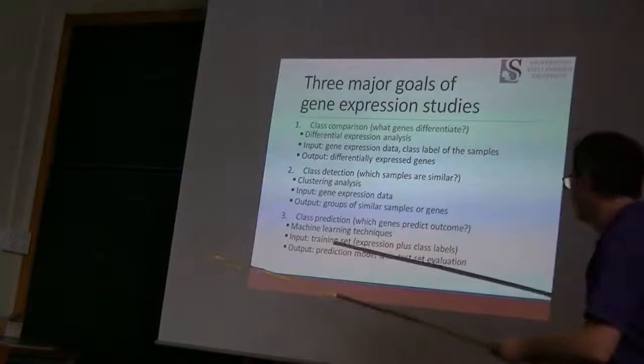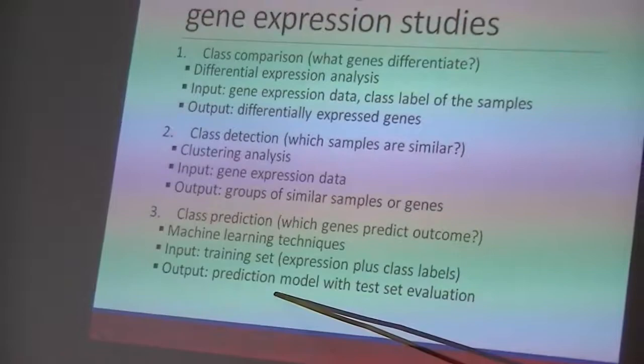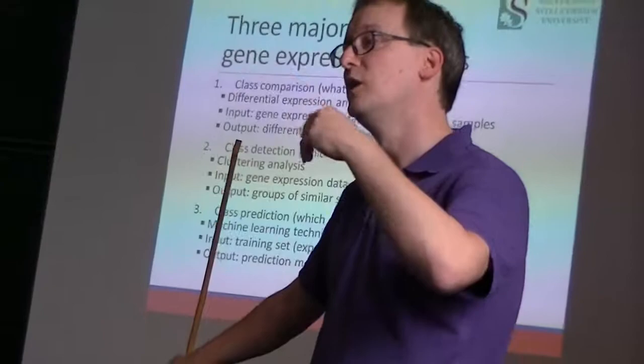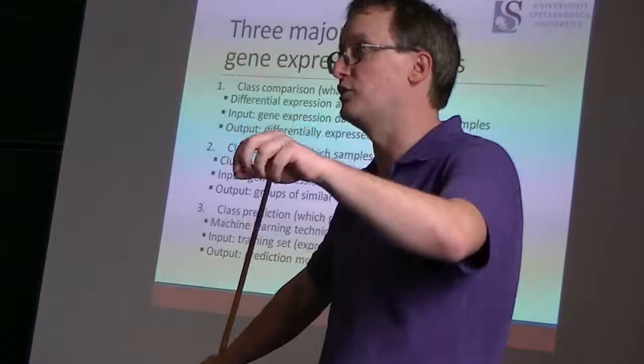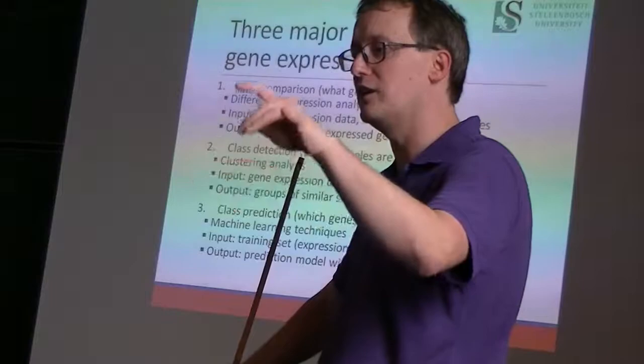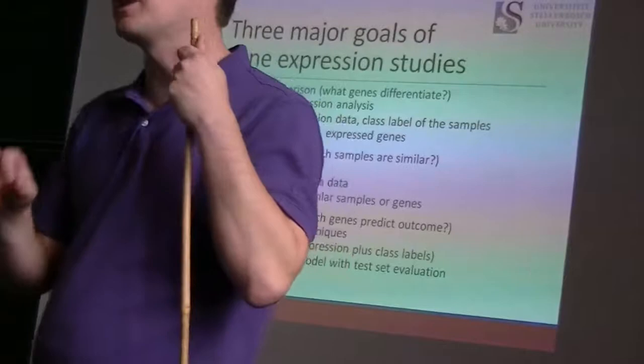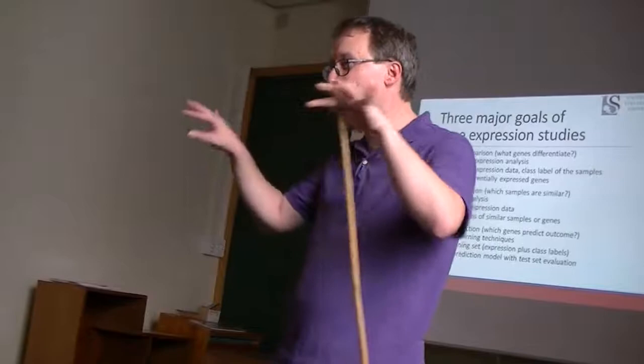The output is a prediction model that lets us test, given a new sample from somebody who just learned that somebody in their household has tuberculosis, whether a certain subset of genes in the signature shows that they are likely highly at risk. Okay, so these are the kinds of things people go after with gene expression studies. I hope that this is useful to you in separating out these purposes.